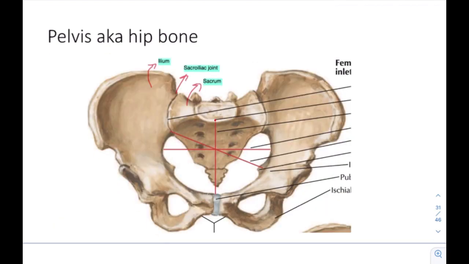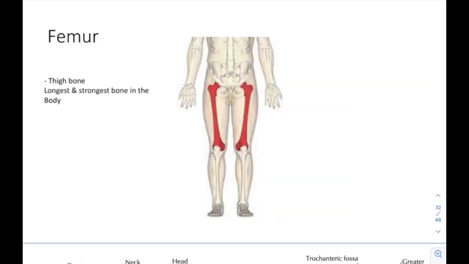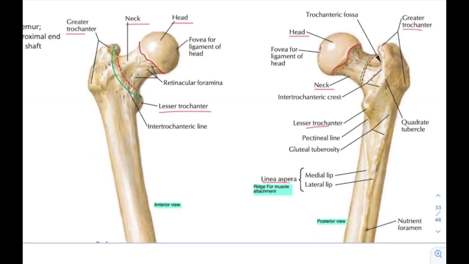Okay, so we talked about this before in the vertebral column lecture. This is the sacrum, this is the ilium, and we have a joint between them called the sacro-iliac joint. Sacral for sacrum and iliac for the ilium. So sacro-iliac joint. Okay, now we're going to talk about the femur bone, which is also known as the thigh bone. It's the longest and strongest bone in the body. It's a very, very strong bone.